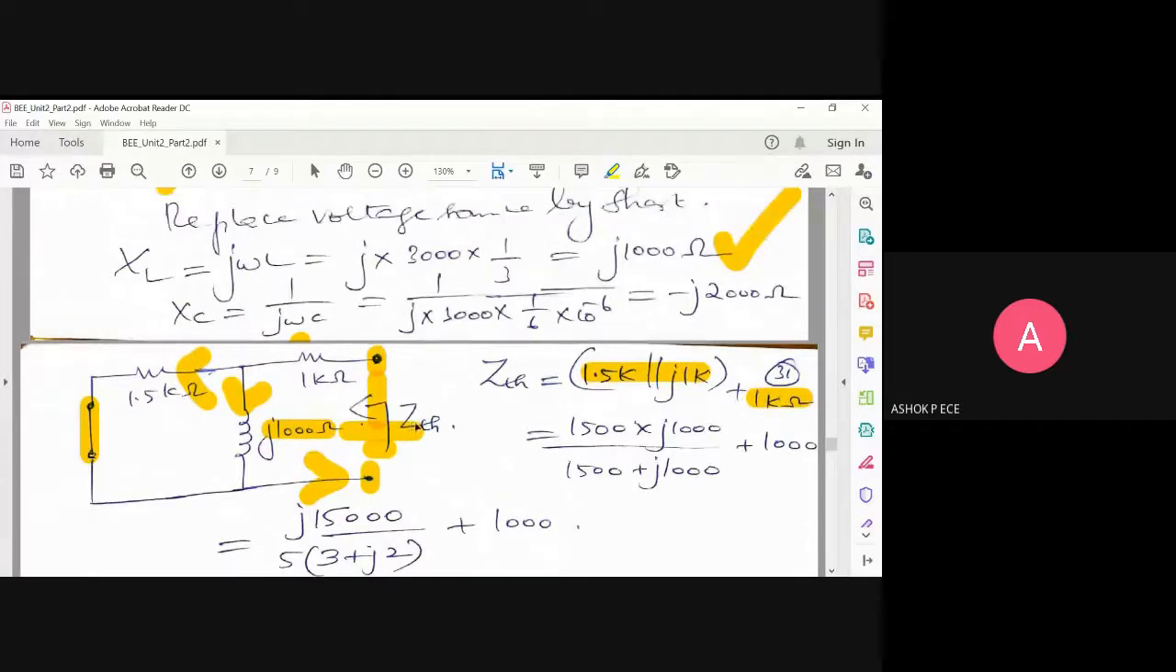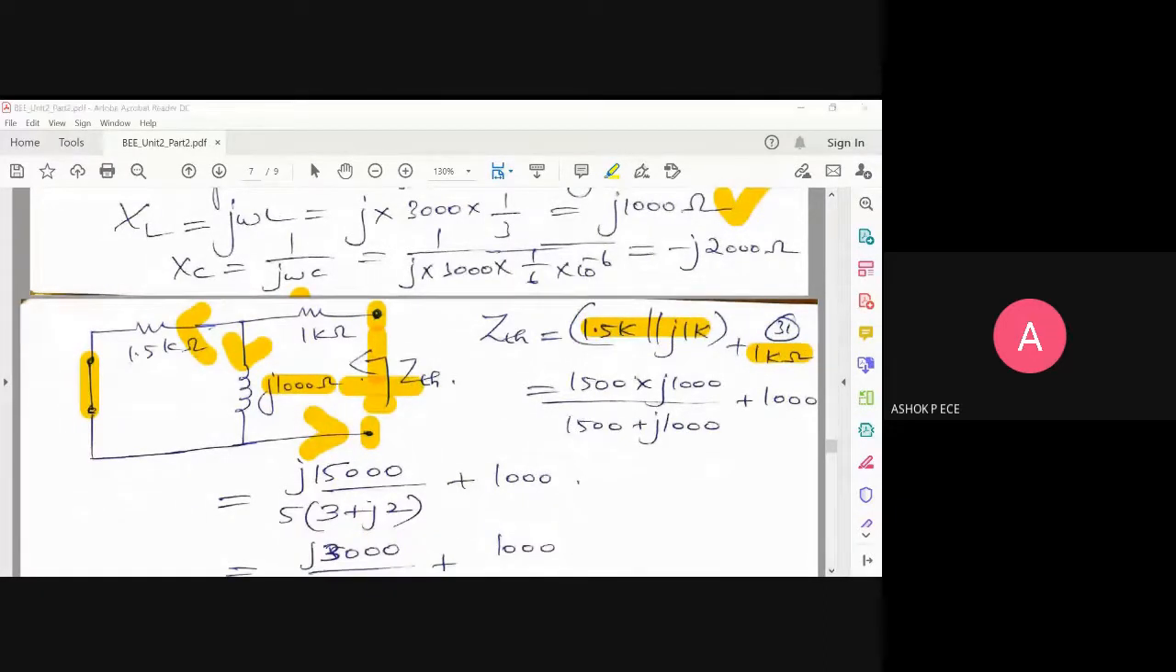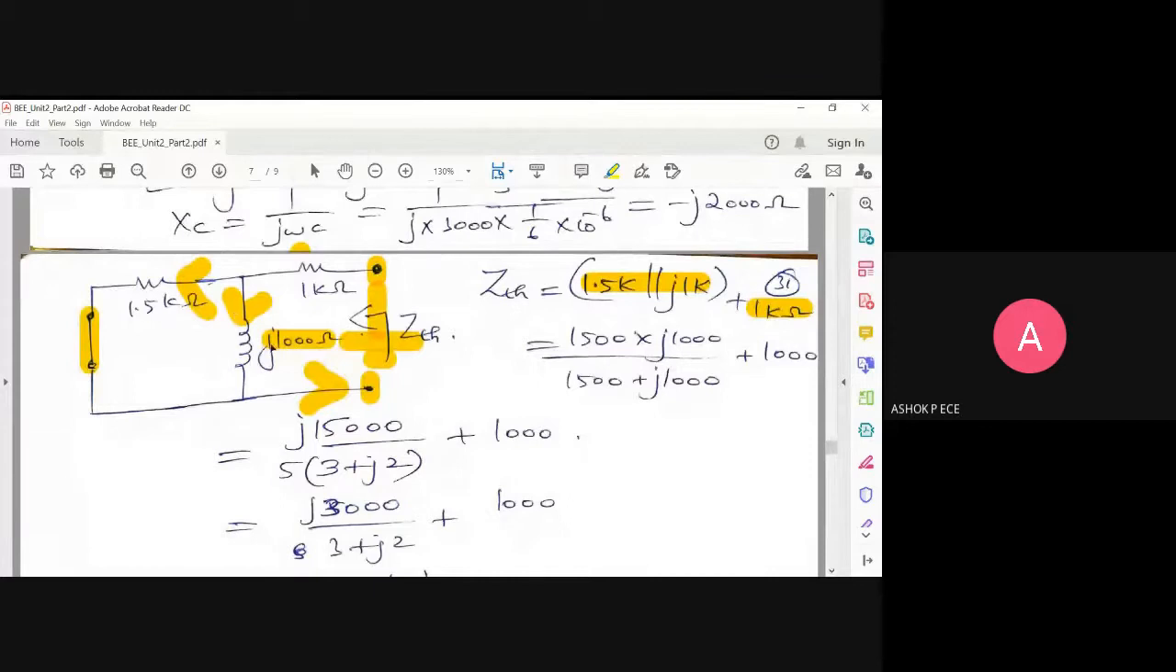Anybody is having doubts in finding ZTH? The same procedure what you have followed. Once you have removed the load, you have deactivated all your sources. You have to see what resistance is in series and what resistance is in parallel and write accordingly. So you see here 1.5K and j1000 ohms are in parallel, that is in series with 1K. So R1 parallel to R2 is R1R2 by R1 plus R2, plus 1000. So 1500 into j1000 by 1500 plus j1000, plus 1000.